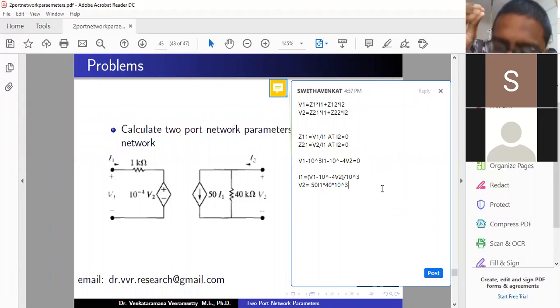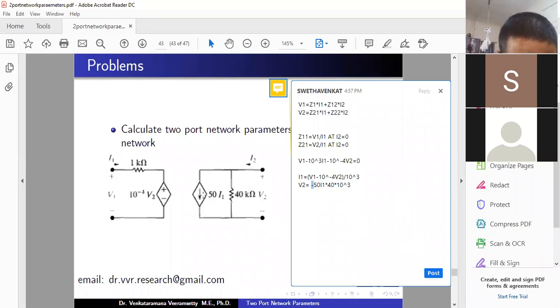So now my question is, is the V2 expression right or wrong? As we discussed, I said V2 equal to 50 into I1 into 40 into 10 power 3. Regarding this expression, the sign should be negative, I think, sir. Right, here the current direction is reversed. Is it okay now? I am keeping the minus sign here, right?